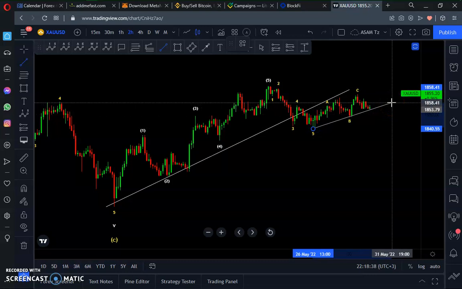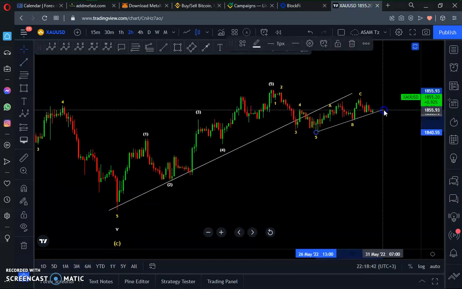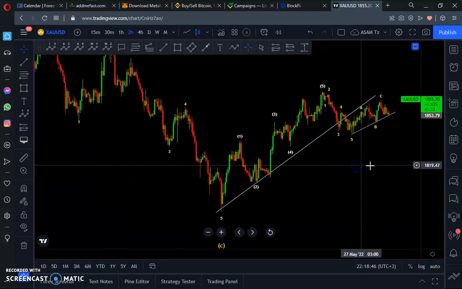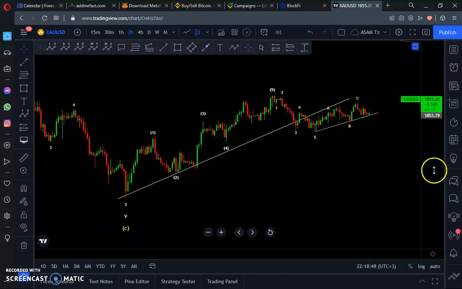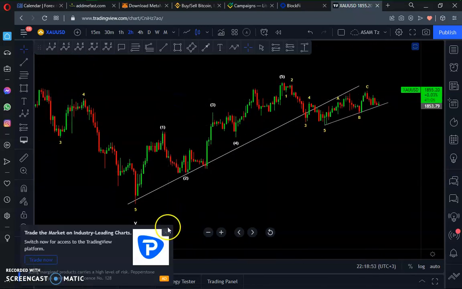You can add your own analysis and your own factors of confluence in order to get a clear direction of what is expected to happen in gold. Now this will go parallel with the aid of news.